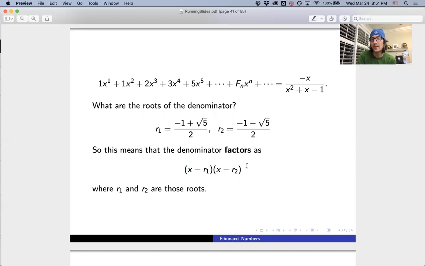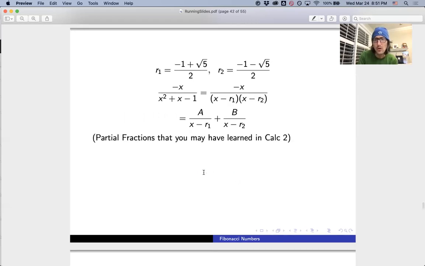Now, I could have written everything that follows explicitly by putting in these fractions. I hope you'll see why I didn't do that. It gets messy enough as it is. Right? But now we have this thing. So now what am I doing? I'm taking my fraction, the negative x over x squared plus x minus 1. I factor the denominator. You totally know how to do that. You know how to use the quadratic formula, factor it with the roots.